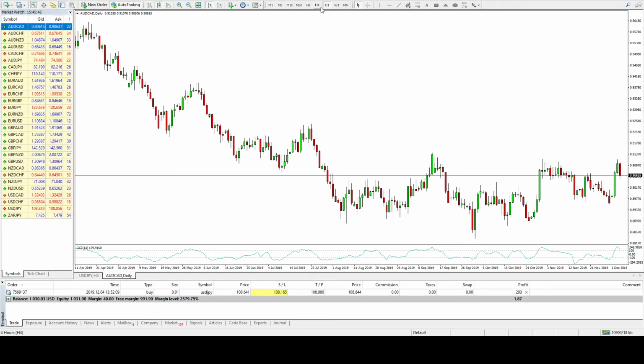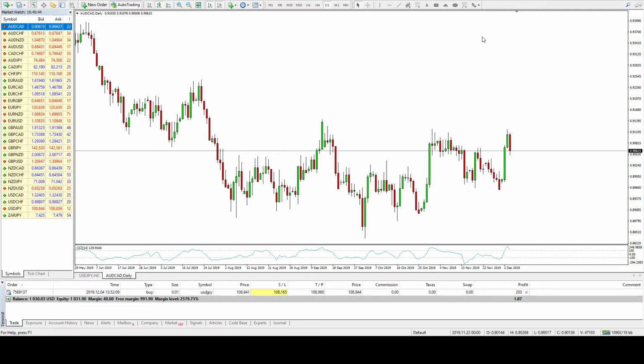Aussie CAD, actually, let me show you this. This inside bar right now. You see, this is this bar, and this bar took over the body of this pair. So this pair is gonna go lower than whatever it is right now. So let's see what happens there.